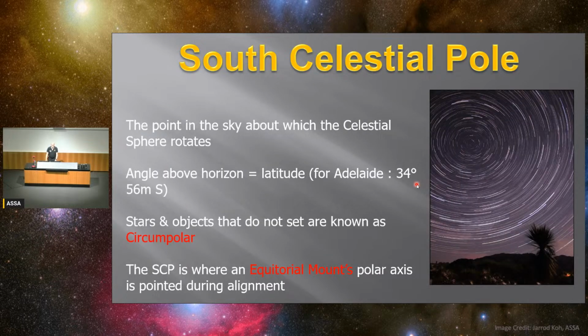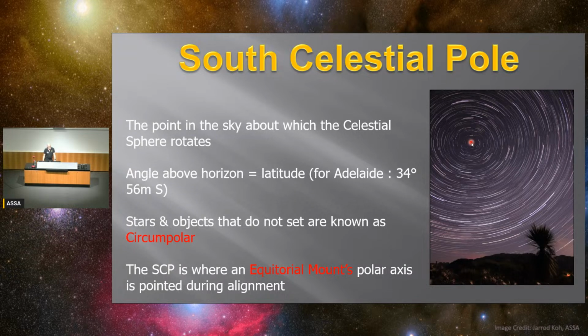Now, return to the south celestial pole, because that's the one that we can see from Australia. So this is the point in the sky about which the celestial sphere rotates. If you ever take a long exposure photograph at night, say over a few hours, you'll get these star trails. And you can see that the stars appear to rotate around a point in the sky.